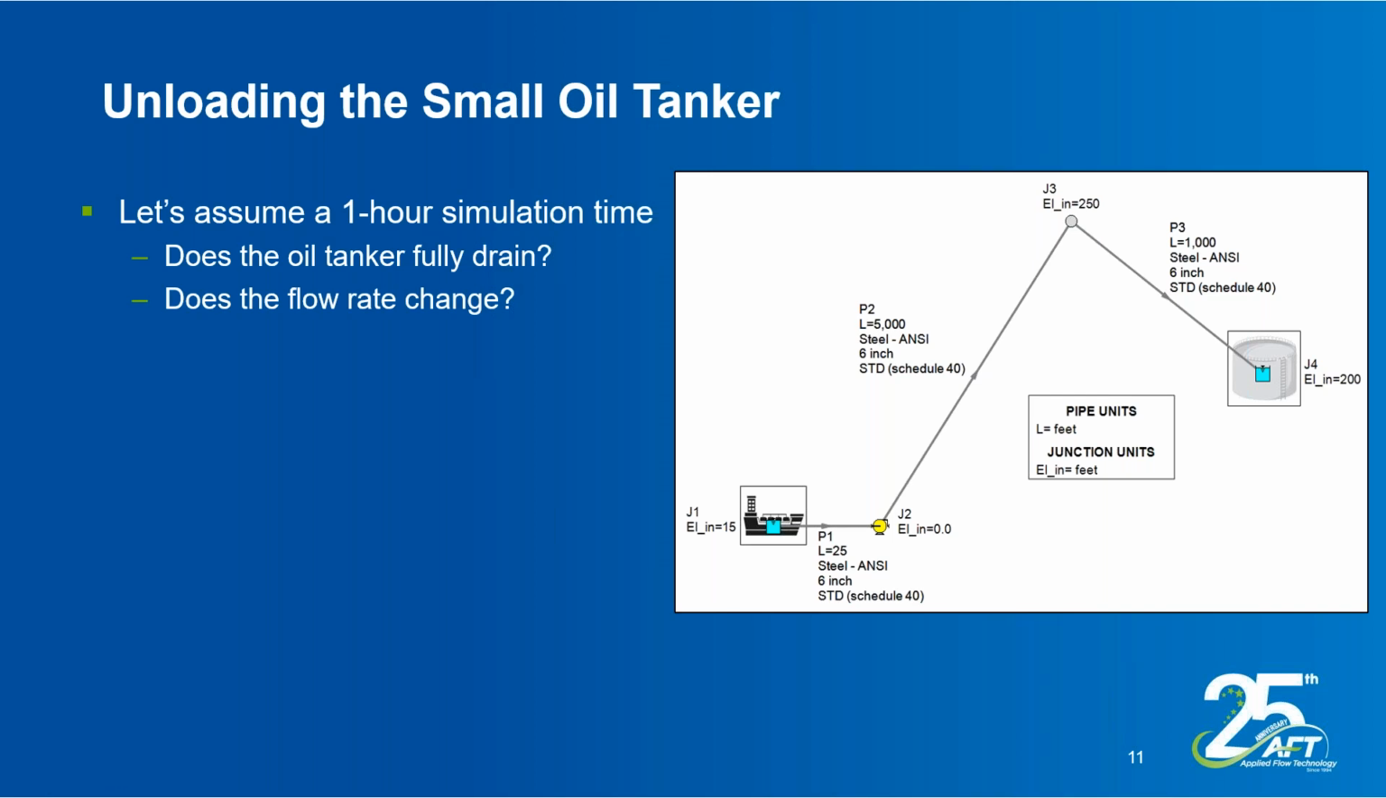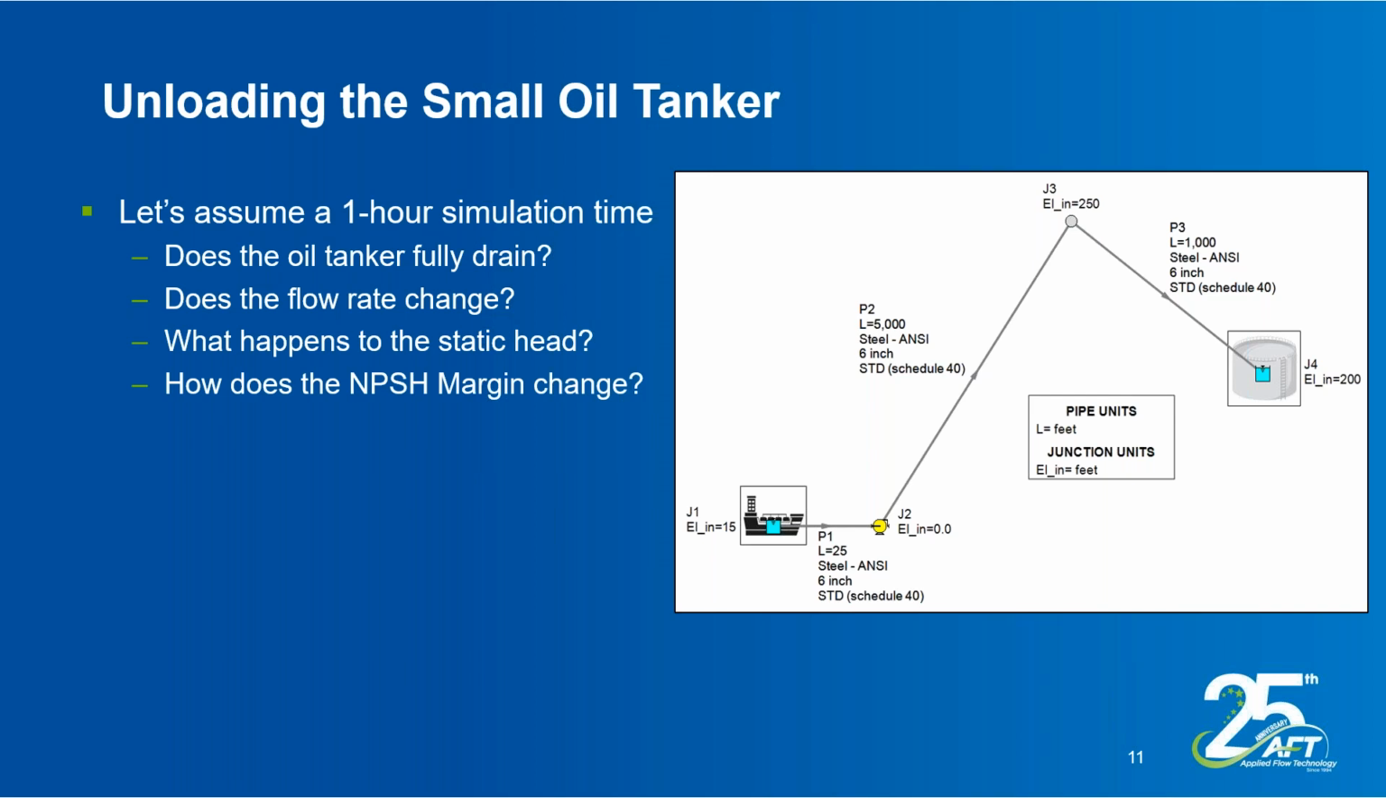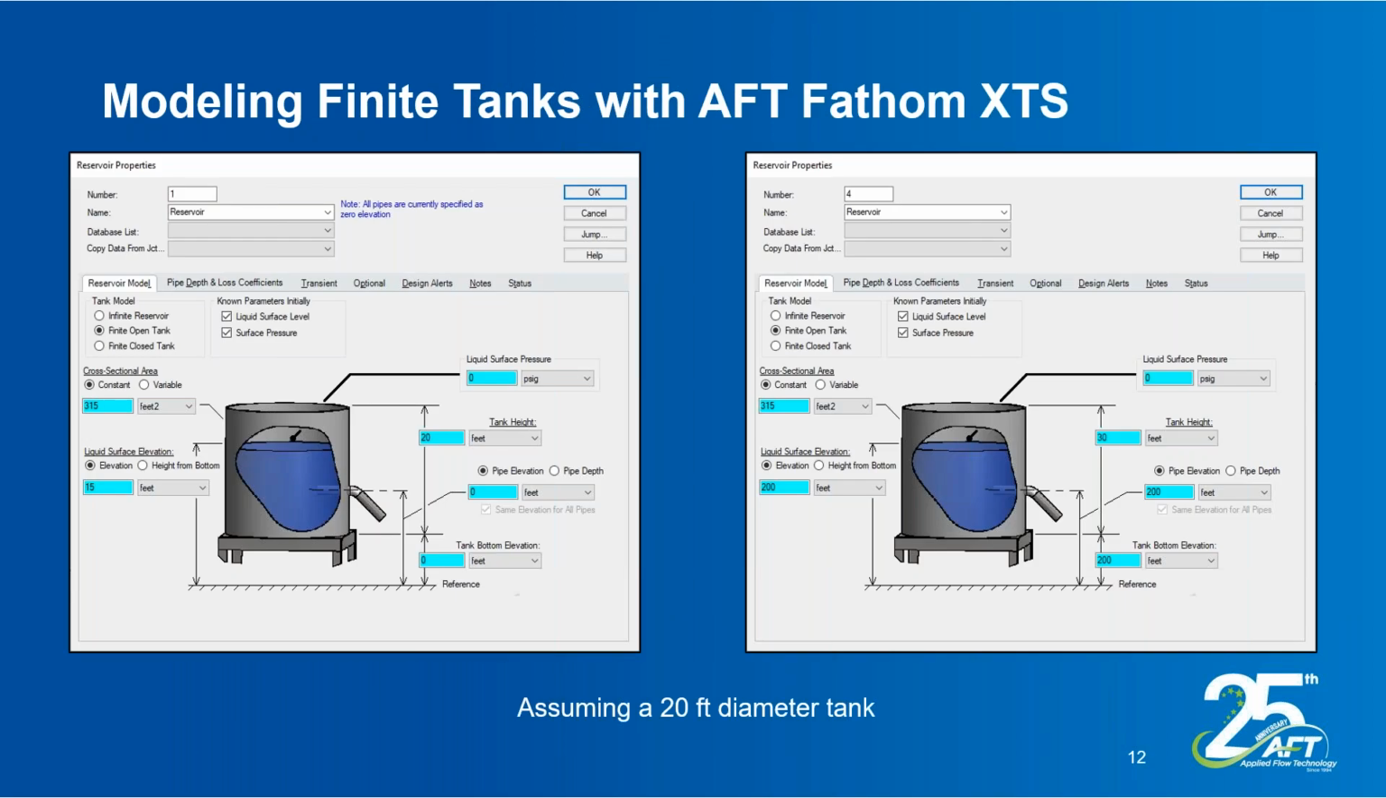Some other questions that I want to examine. Does the flow rate change over time? What happens to the static head? How does the NPSH margin change? How does the pump's BEP proximity change? The way that I'm modeling each of the tanks, I am assuming a 20-foot diameter tank. A 20-foot diameter tank would result in about 315 square feet for the cross-sectional area. This is my supply tank in the oil tanker, and this is the storage tank at the top of the hill.